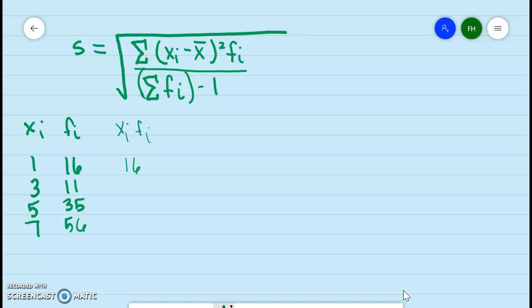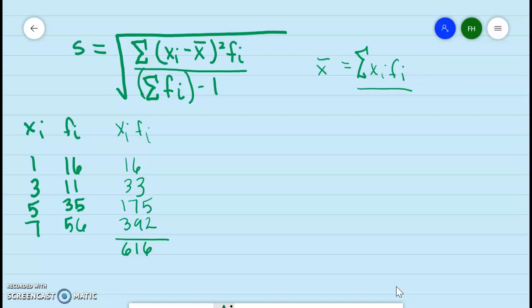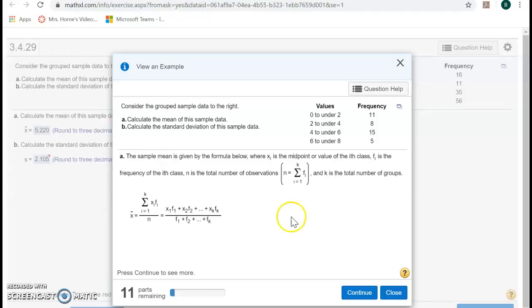Your second values for x and f are 3 and 11. So just multiply. So basically your mean is going to be your x's times your f's, so the sum of those. So we're going to sum those up, and I've already done that. I got 616.